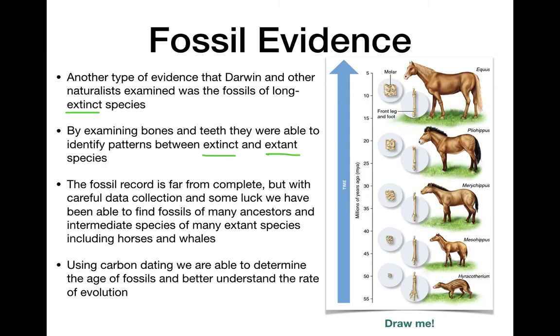Okay, we're also able to figure out how old those fossils are. So with carbon dating, we can analyze the decay of carbon in the bones or in the teeth and figure out an age for that fossil. And that helps us better understand how quickly evolution happens. So take a minute and think about how does this provide evidence for evolution? Pause the video and think about that.